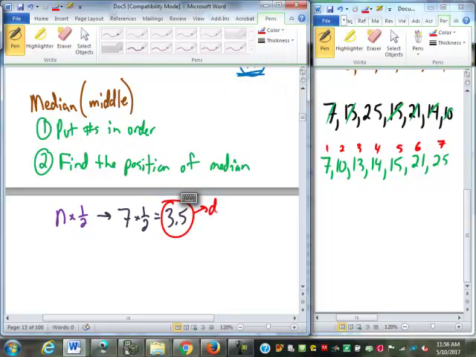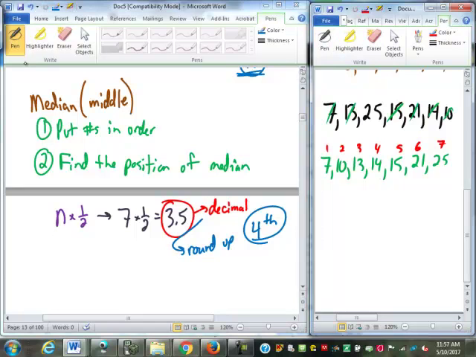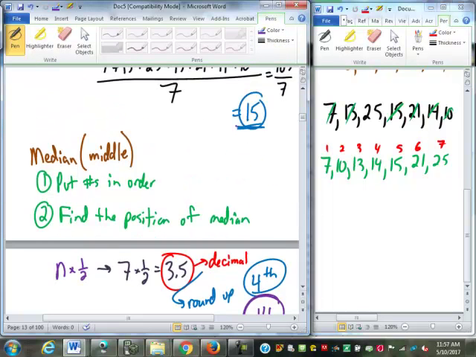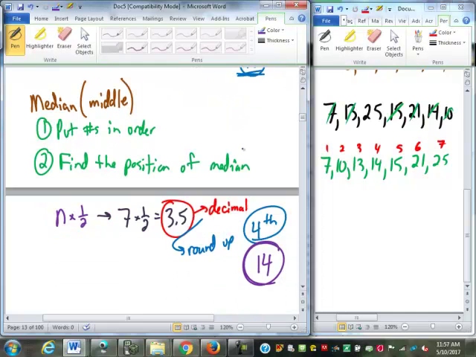Since we got a decimal or a fraction there, what we have to do to find the position of the median is take that number and round up. So what that means is the 4th number in our list is the median. The 4th number there is 14. So our median here is 14. Now I see the mean was 15, the median is 14, so there's a small difference between them.